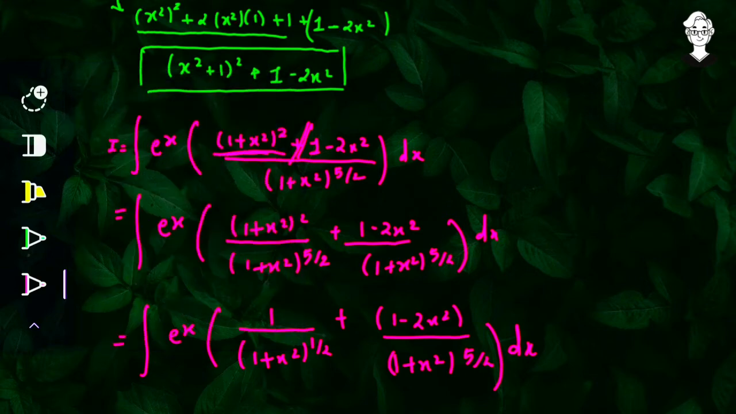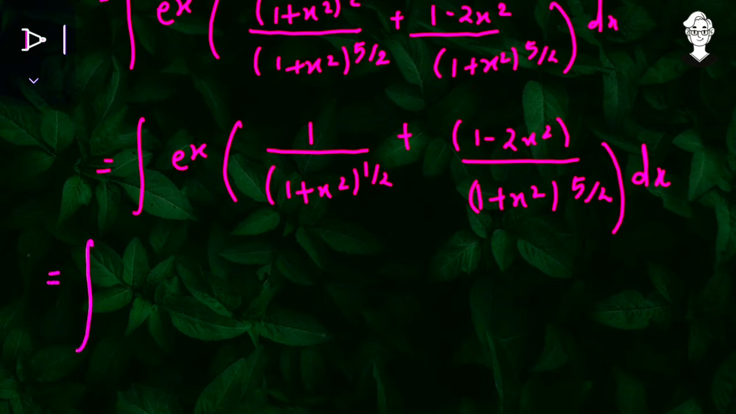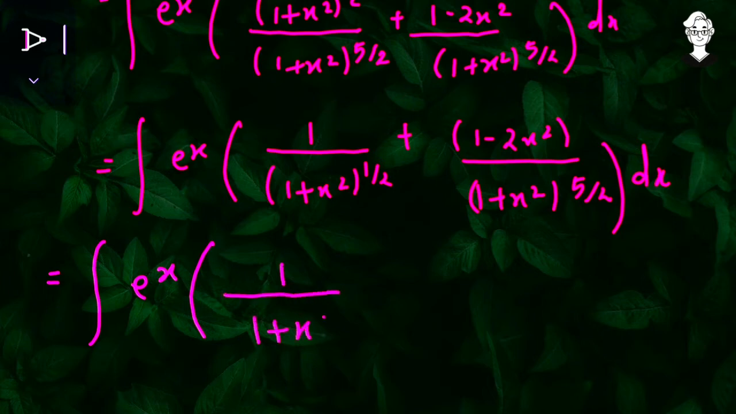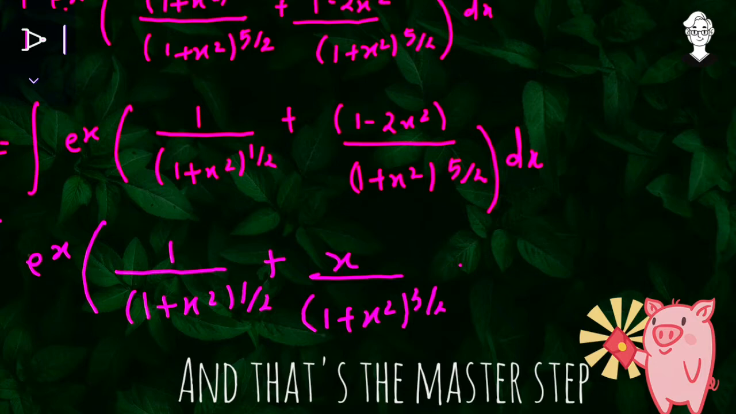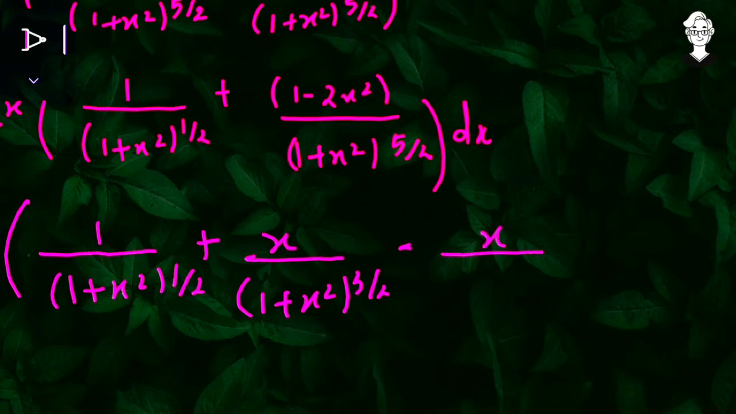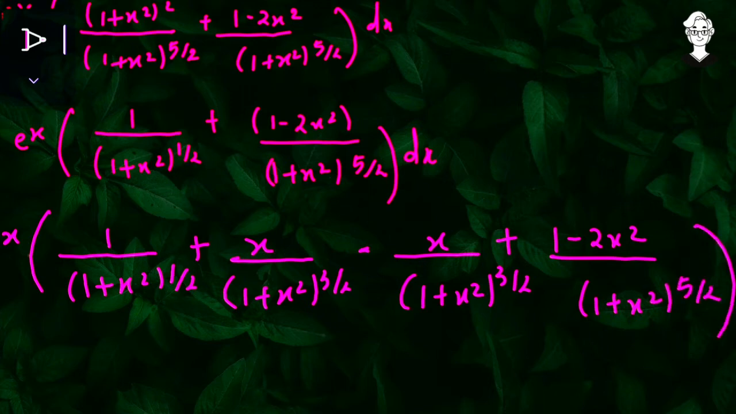But now the step will just amaze you. Yes, this step is the main step of this integration, or else we can say the master step. Let me first write the steps. So integration of e to the power x, 1 upon (1 plus x²) to the power 1 by 2, add x upon (1 plus x²) to the power 3 by 2, and subtract the same thing, that is x upon (1 plus x²) to the power 3 by 2, and add the last thing, that is (1 minus 2x²) upon (1 plus x²) to the power 5 by 2, dx.